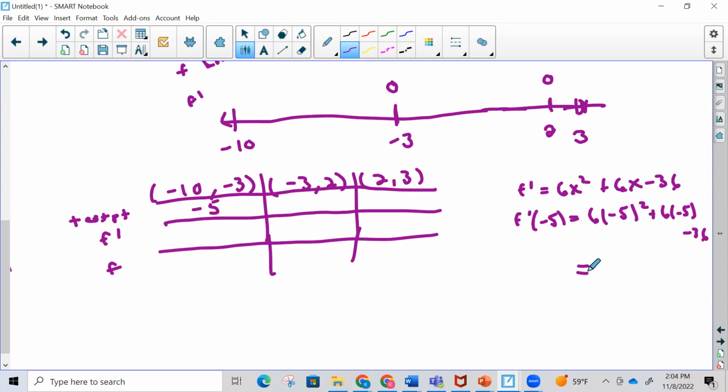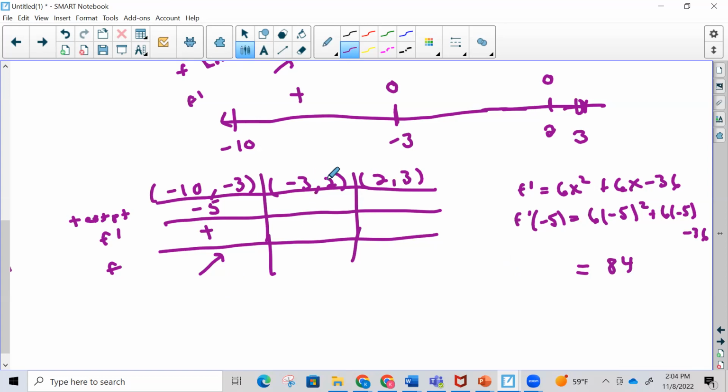And we're gonna figure out what the sign is. And just use your calculator to find all these. All right, so I do this, positive 84. So it's a positive, so I put plus in the f prime slot, and that means f is increasing in this time.